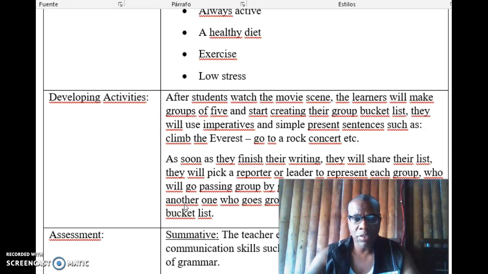They will pick out a reporter or leader to represent each row, who will go passing by group, sharing their group list, and another one who goes group by group, asking about the bucket lists.